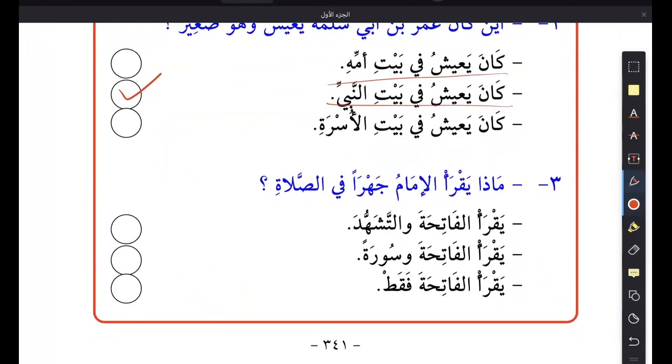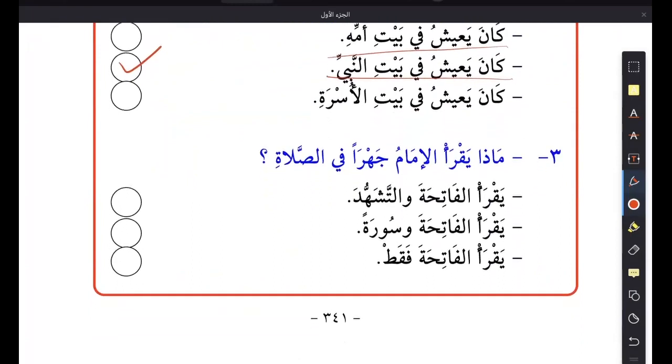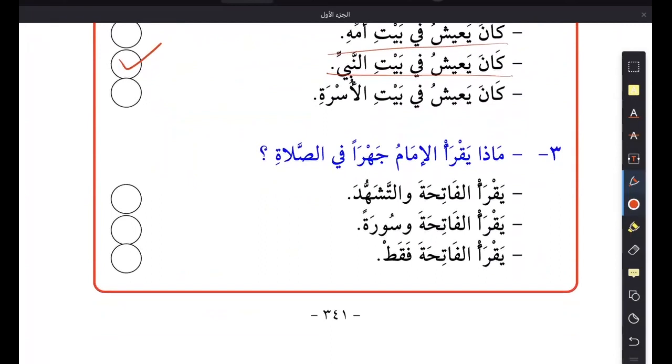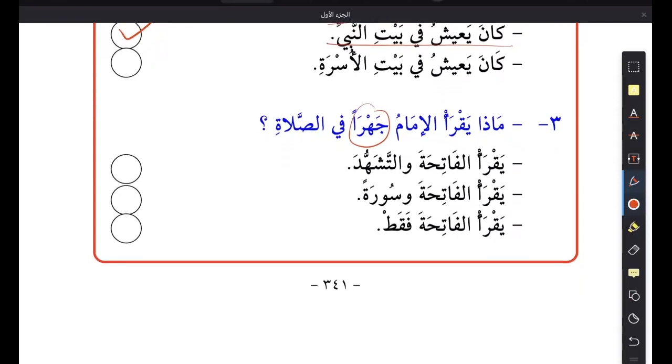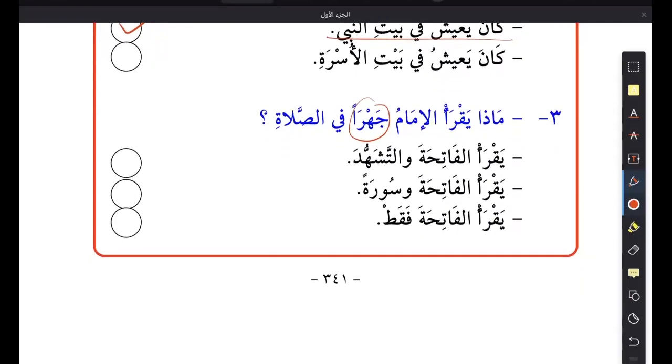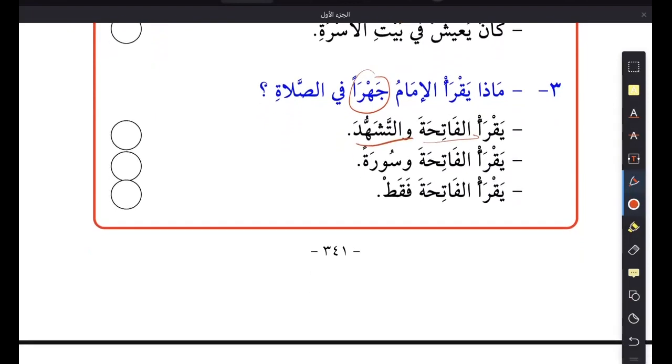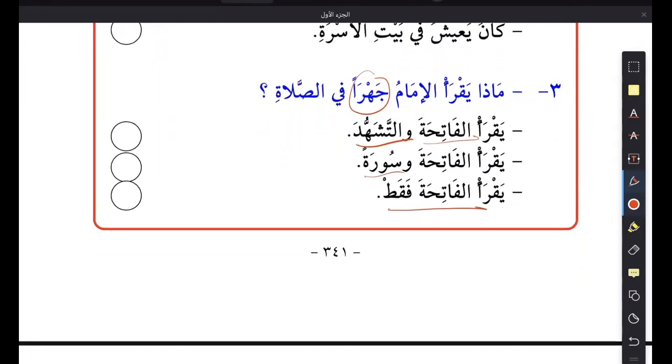ماذا يقرأ الإمام جهرا في الصلاة؟ What does the Imam read loudly? We had this word جهرا في الصلاة, in the prayer. يقرأ الفاتحة والتشهد. Does he read the Fatiha? Of course he reads the Fatiha loudly, but tashahud, no. يقرأ الفاتحة وسورة. Yes. يقرأ الفاتحة فقط. So this is not true also, because if he is reading aloud, it's probably the first 2 units. That means in the first 2 units, we also have a surah, and he needs to read the surah loud as well. So this would be the answer.